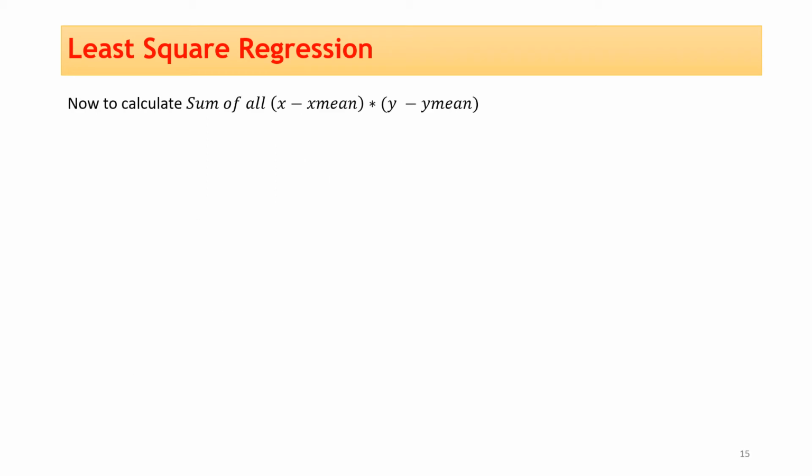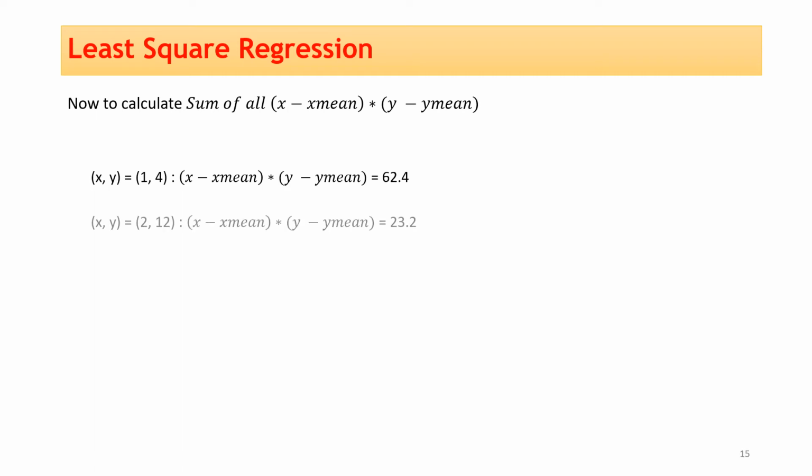Now to calculate the sum of all (x minus x mean) into (y minus y mean), first of all we will calculate the multiplication of x minus x mean into y minus y mean, and after that we will add all the terms. At the first coordinate, that is when x equals 1 and y equals 4, our x minus x mean into y minus y mean will be equal to 62.4. Then at 2 and 12, our x minus x mean into y minus y mean will be equal to 23.2.